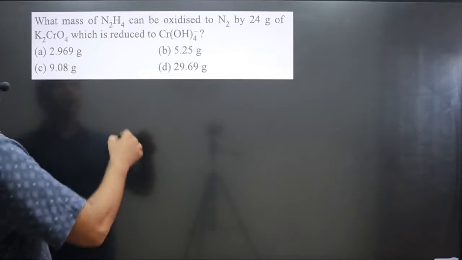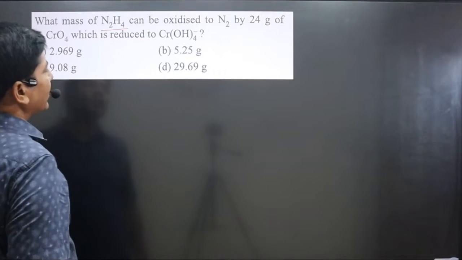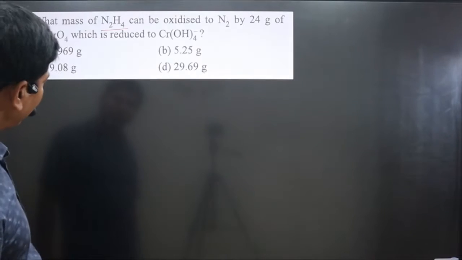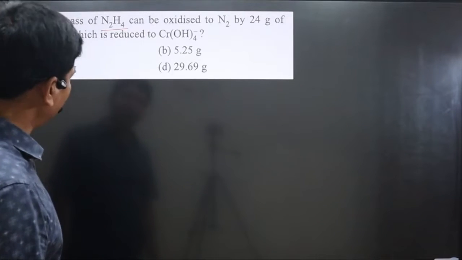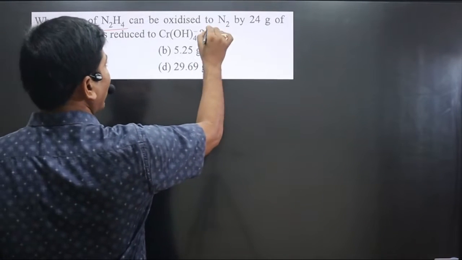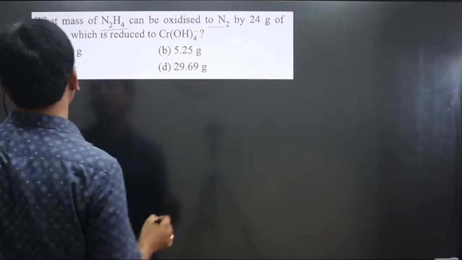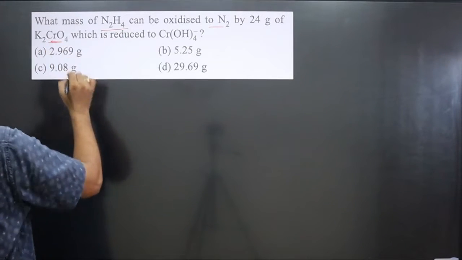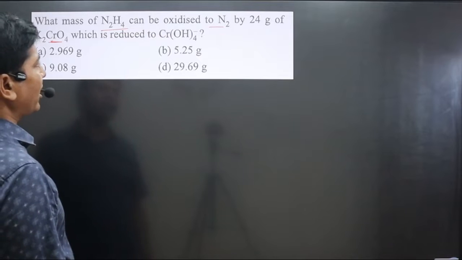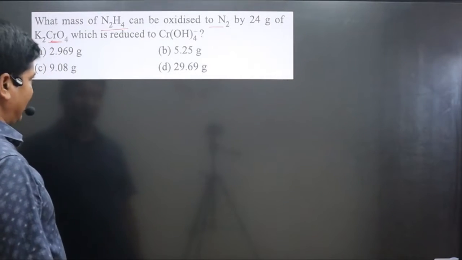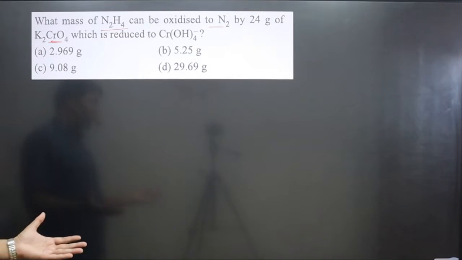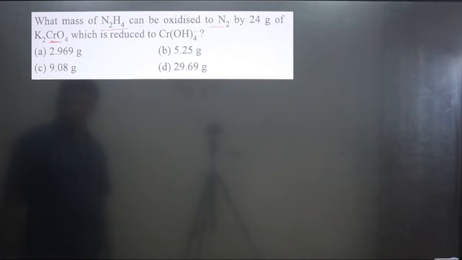The question says: what mass of N2H4, this is the chemical formula we have, can be oxidized to N2 by 24 gram of K2CrO4, a strong oxidizing agent, which is reduced to Cr(OH)4 minus. The equation is ready. First of all we write down the equation.